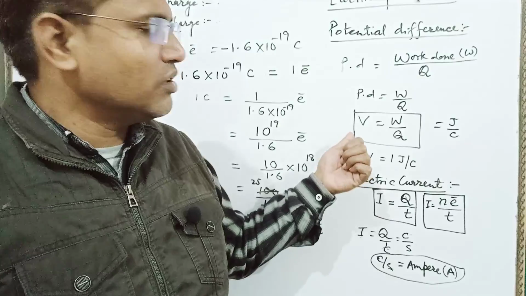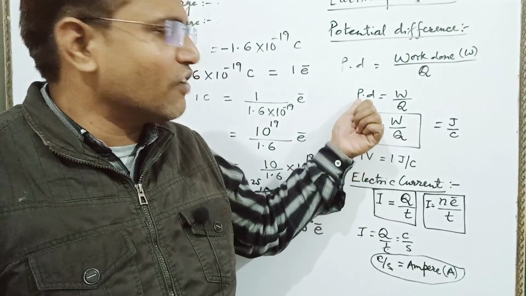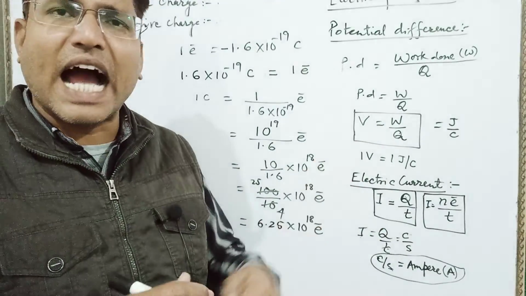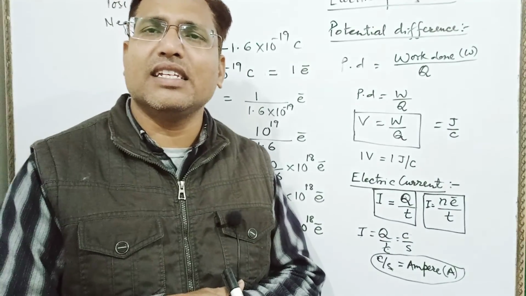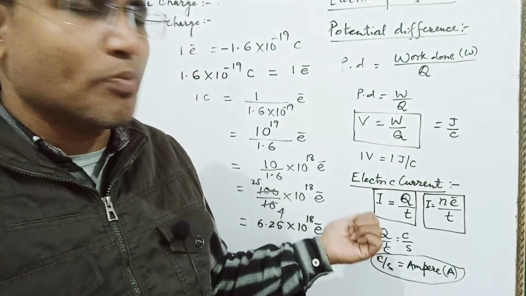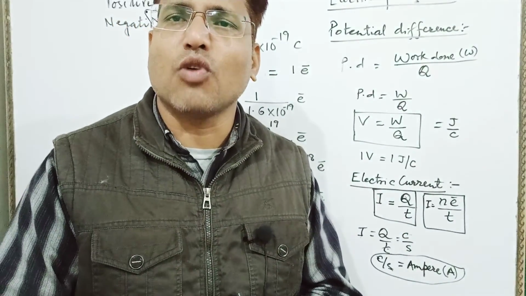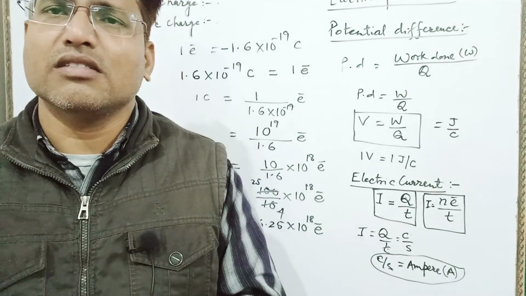Here I told you that the instrument used to measure potential difference is the voltmeter. The voltmeter has high resistance and is always connected in parallel in the circuit, and the ammeter, which is used to measure electric current, has low resistance and is always connected in series in the electric circuit.